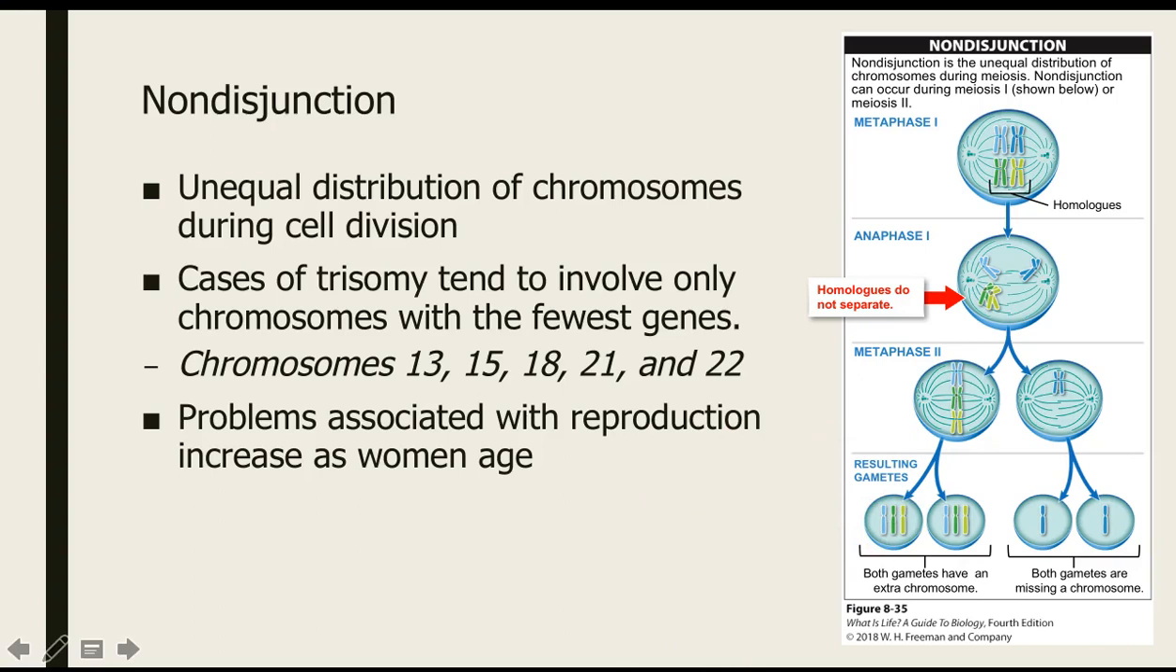Reproductive age does tend to increase this, but it's not the only way that a child with Down syndrome or any other kind of trisomy might happen. We'll go into more details in this in lecture.